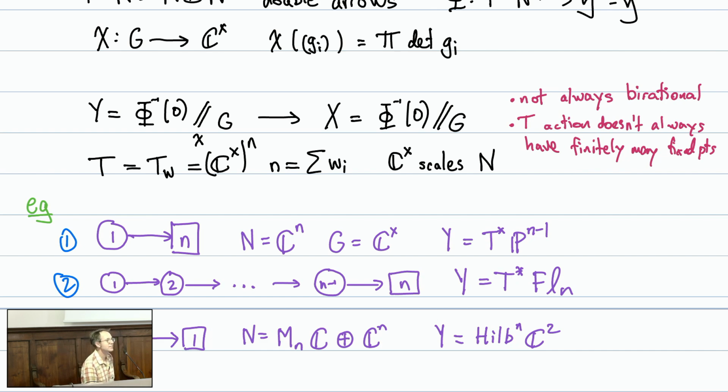Yeah, sorry, can you? Yeah. As long as they're in ascending order, it gives you a partial cotangent bundle of a partial flag variety.